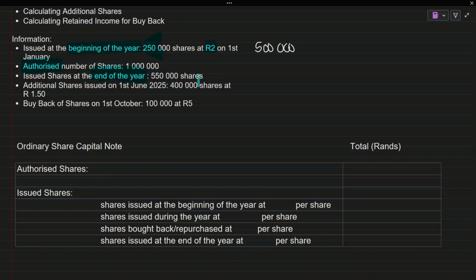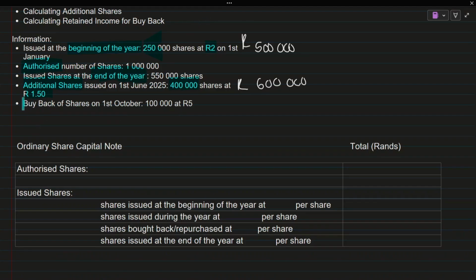Okay, and they said it's 550,000 shares. We would probably have to calculate the price if they haven't given us the price. The additional shares were issued on the 1st of June 2025. There we go, additional shares. That means we sold shares during the year: 400,000 at 1.50, and that would be 600,000 Rand. Okay, these are the Rand amounts. Then, buyback of shares on the 1st of October: 100,000 at 5 Rand.